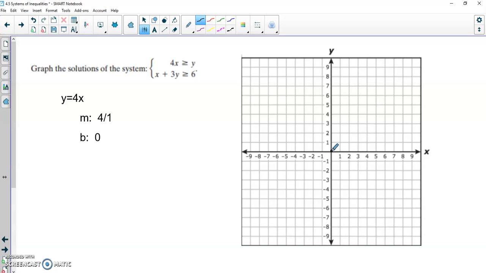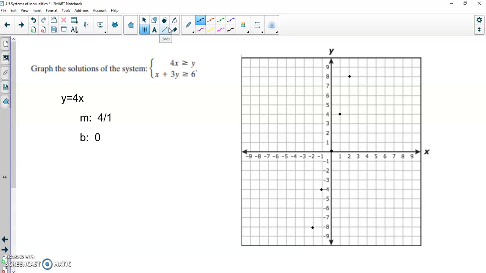The slope, the number in the numerator, the 4, means that we go up, and the number in the denominator means we go to the right. So from here, we're going up 4, right 1, and we're plotting another point, and we can do this a few times. And then we go through and we make our line.